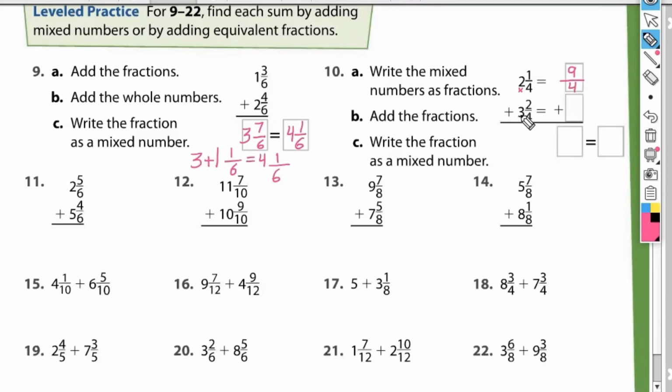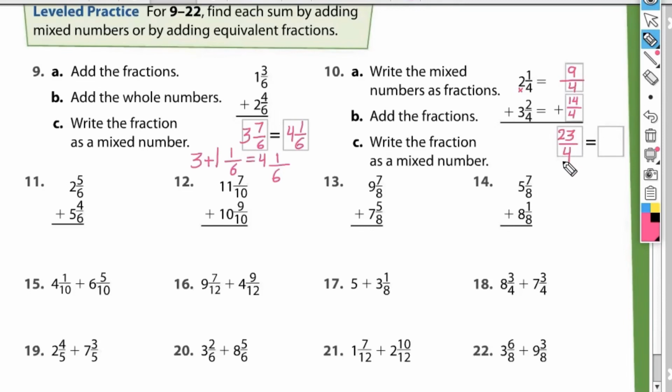And here the same steps. Just keep 4 as it is. 3 times 4 equals 12. 12 plus 2 equals 14. Now, teacher, we have two fractions with a like denominator. I will keep that denominator as it is. 9 plus 14 equals 23.